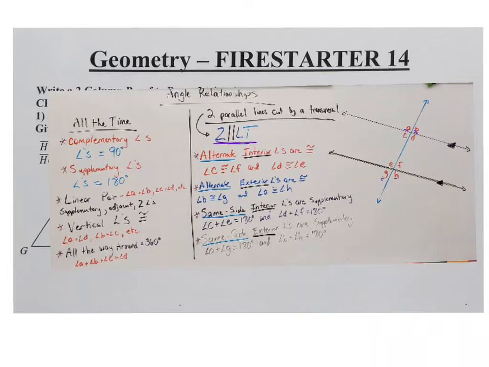We could also say corresponding angles. That means like A is congruent to E, B is congruent to F, C would be congruent to G, D would be congruent to H. So anytime we have something like that, parallel lines being cut by a transversal will always help me out there.